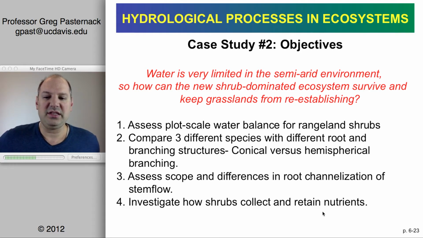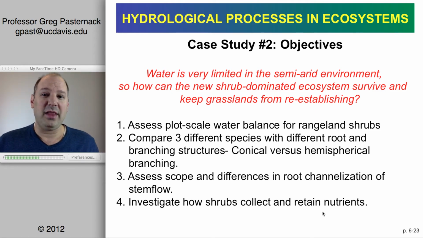The approach to doing this study involved assessing a plot scale water balance, looking at the morphology of these different plants, both in terms of their canopy, which we can classify into conical and hemispherical, or their rooting structures, which I'll show you in a few minutes. Then assessing the scope and differences in root channelization of stem flow.